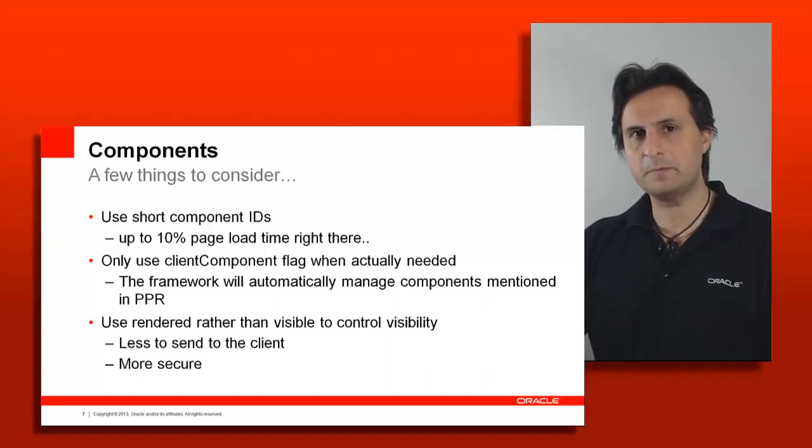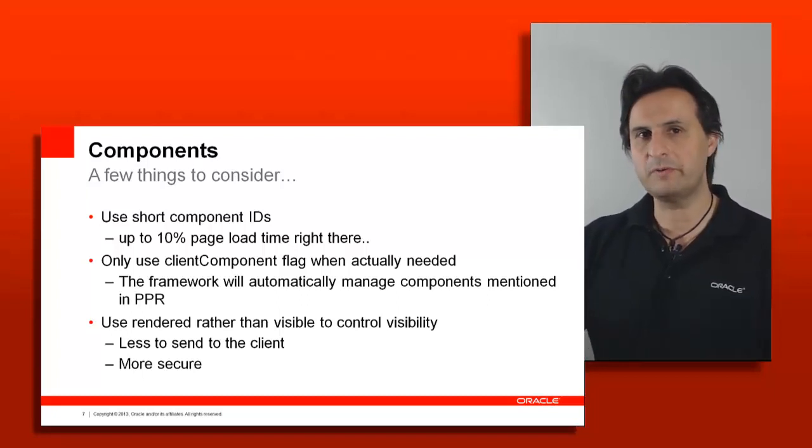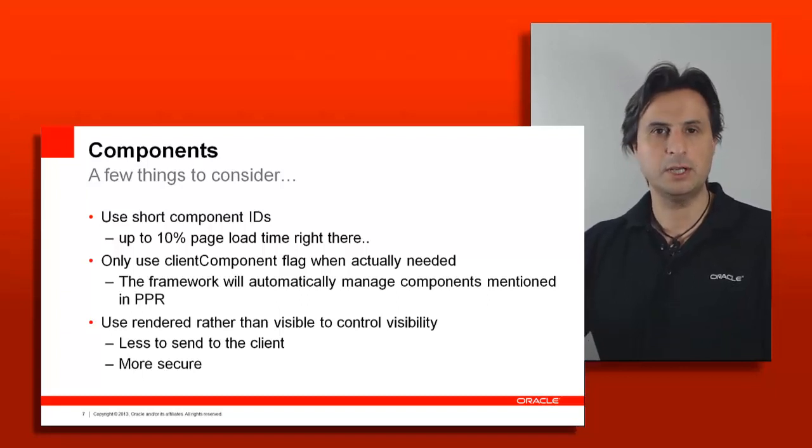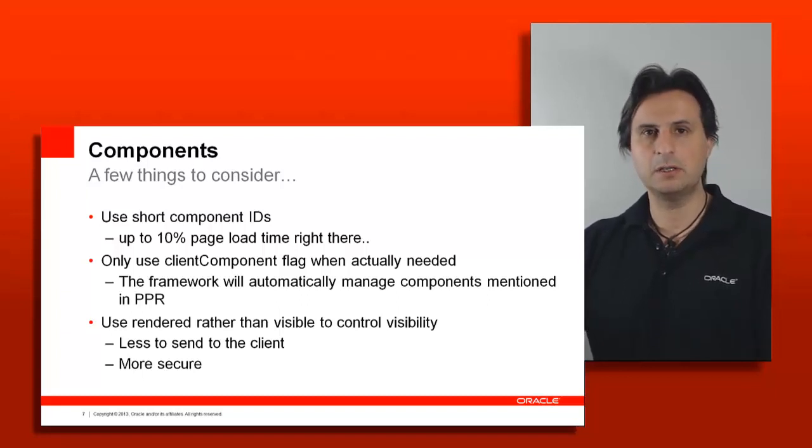Now, if you use the rendered property, what it means, however, is that the component itself cannot be partially refreshed. So to switch it back to visible, you will have to partially refresh the container, that's a surrounding parent. But that's all that you need to do there.